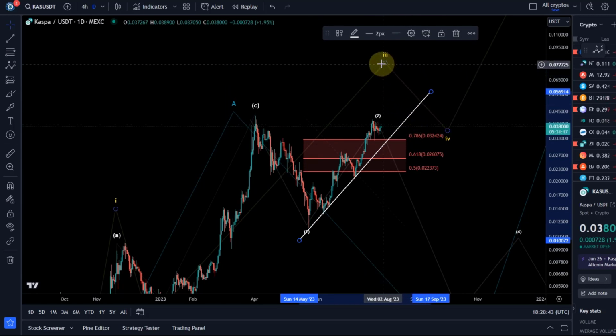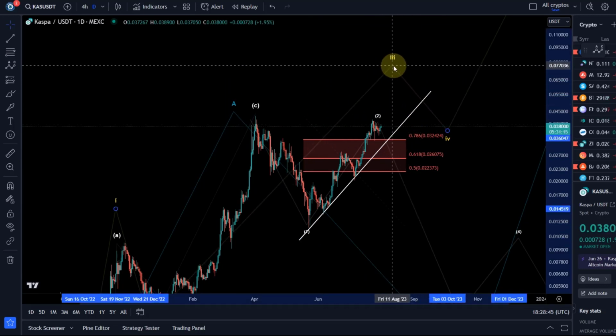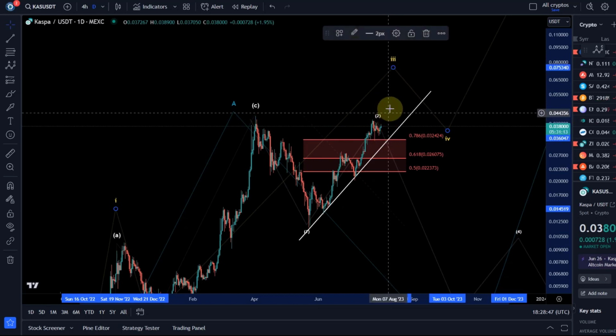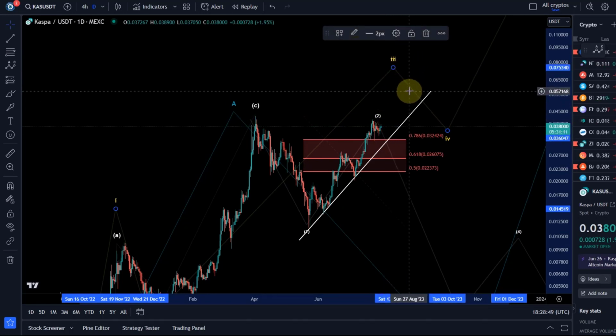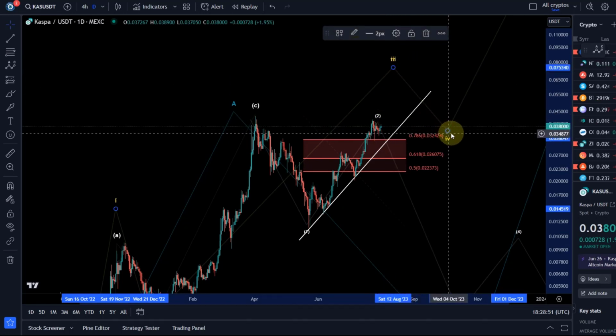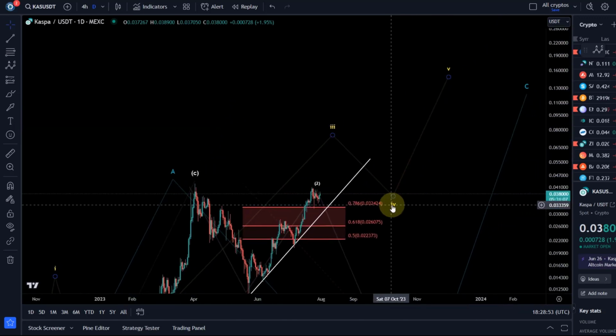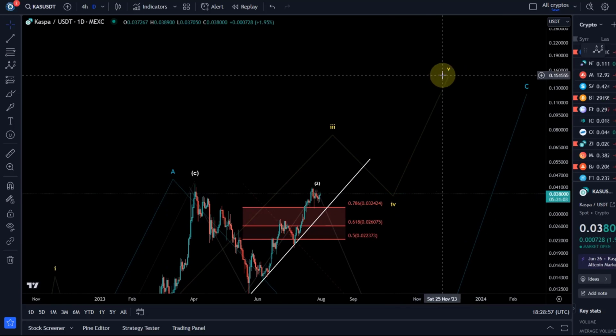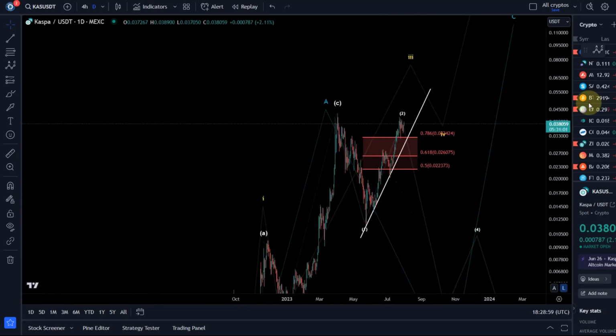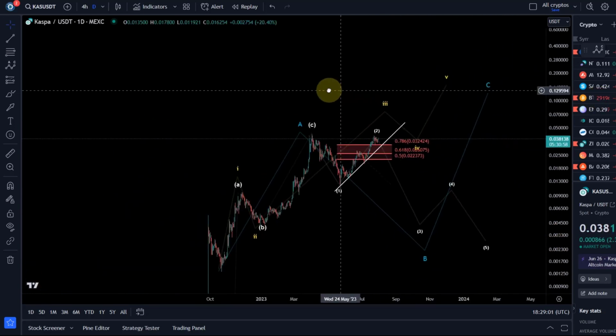I think it might be worth considering, as long as we are pushing above the trend line, this could be the 3rd wave. A break below the trend line might trigger the 4th wave. We will then look for support, see if it can turn around there. And if it does, then it can give us a 5th wave up. So that's what I'm observing here at the moment with Kaspa.